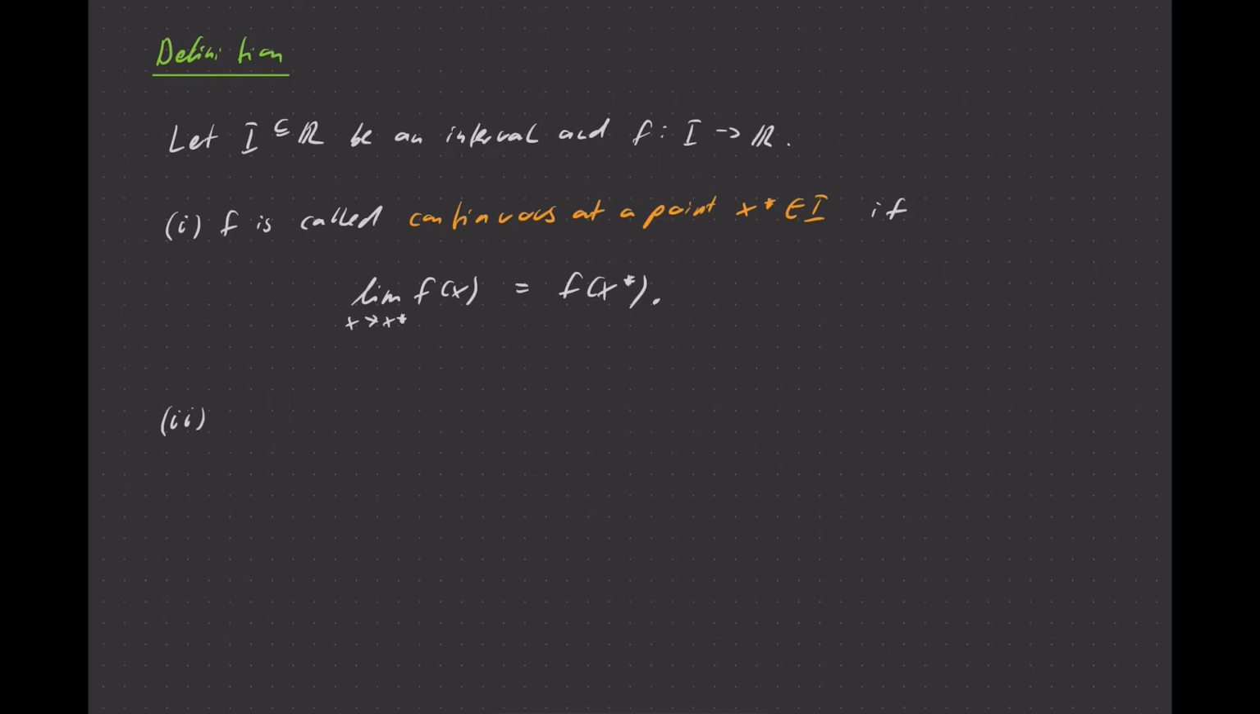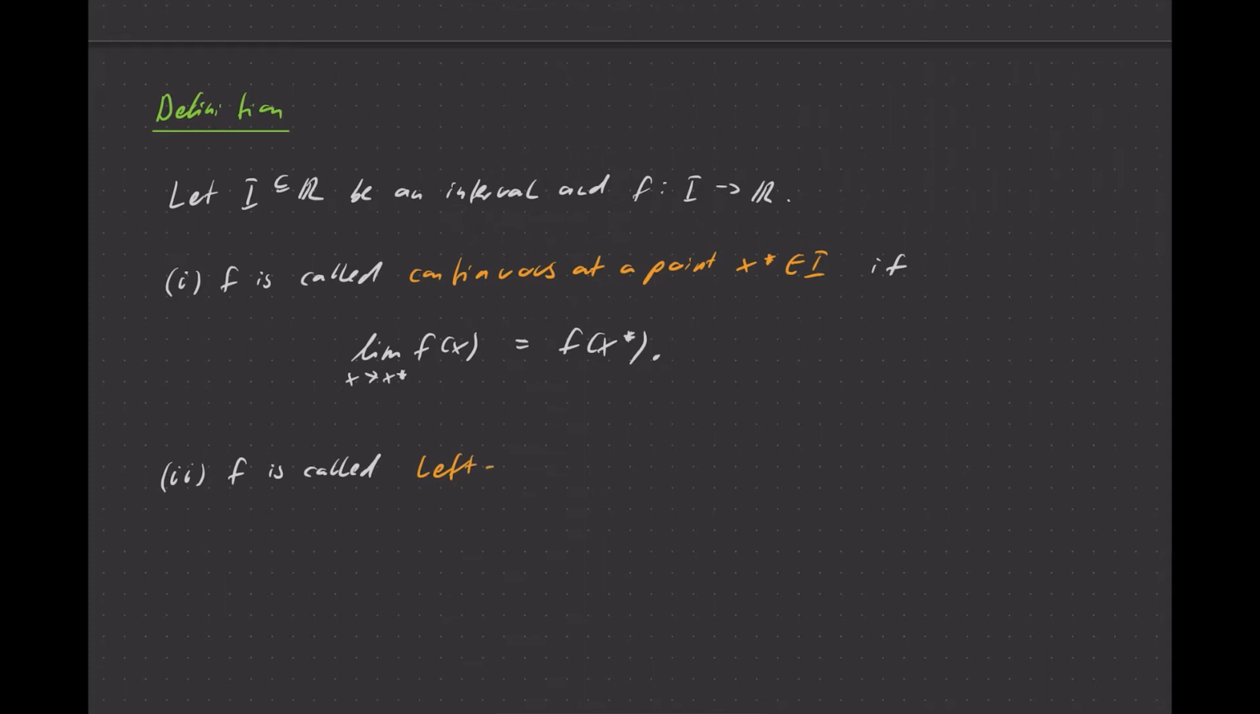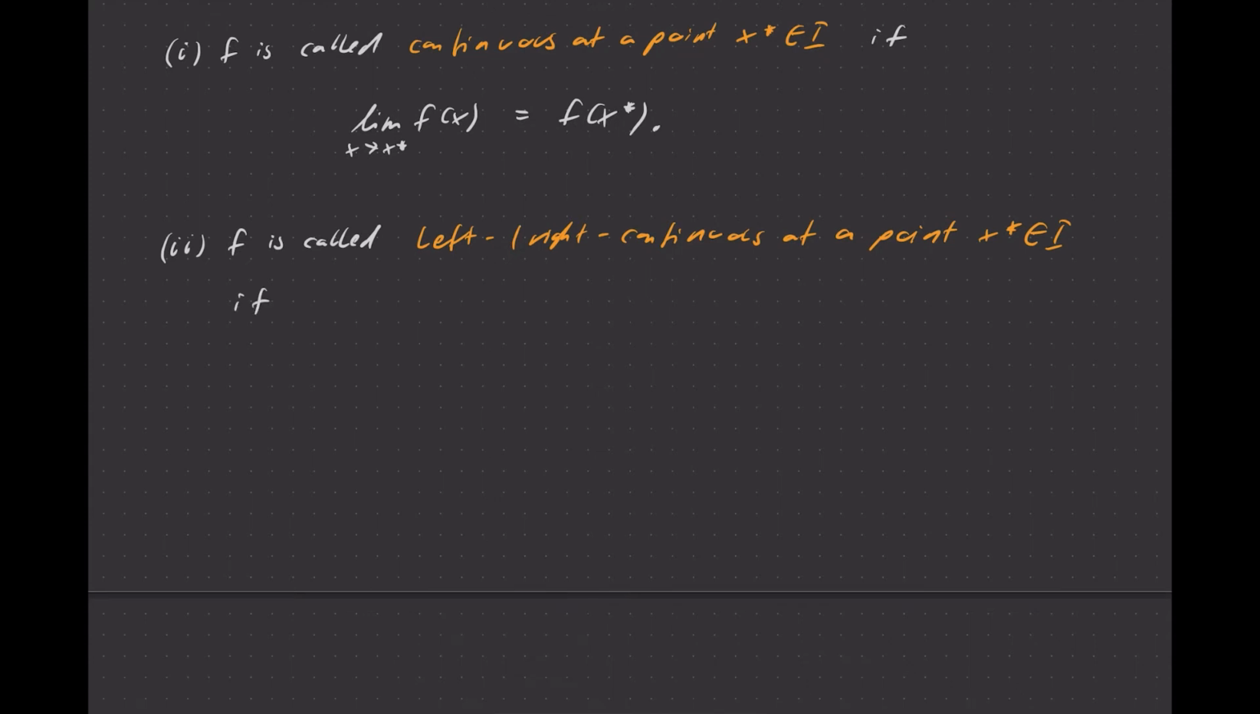Second observation, of course, we can also define left or right continuity at a certain point. And that would mean the function value is equal to what the limit from the left or the limit from the right suggests. So a function f is called left or right continuous at a point x star in the interval if either the limit of f of x as x tends to x star from below is equal to the actual function value.